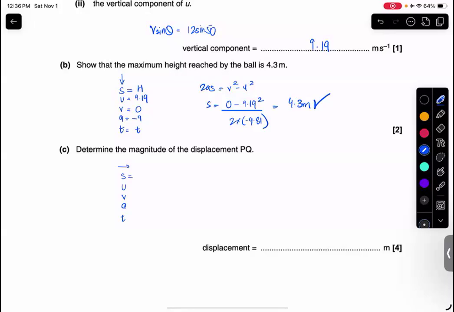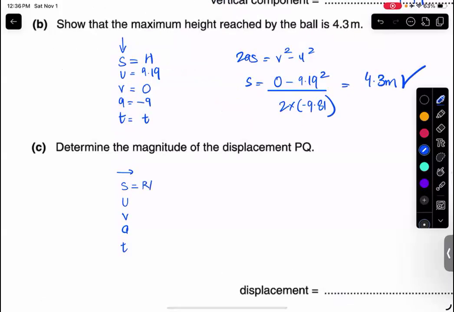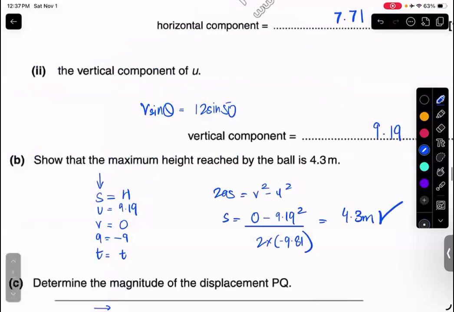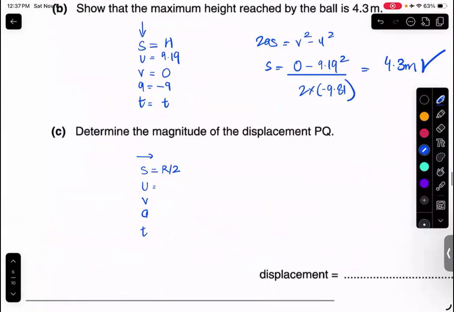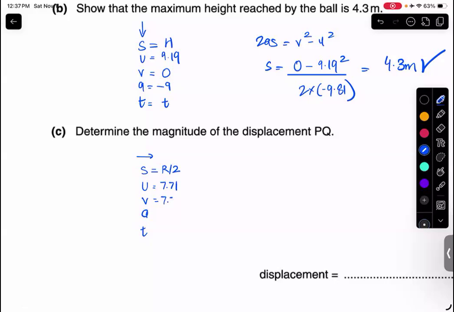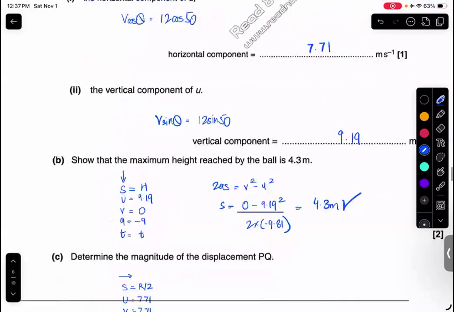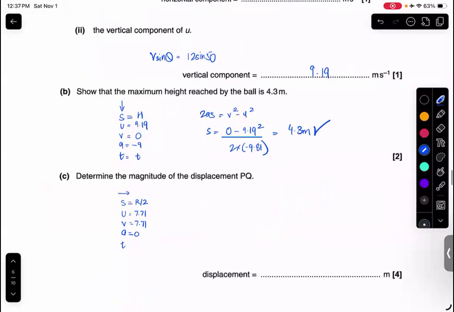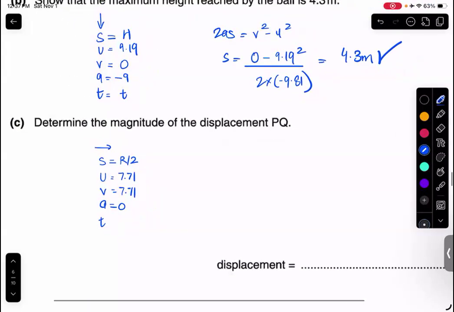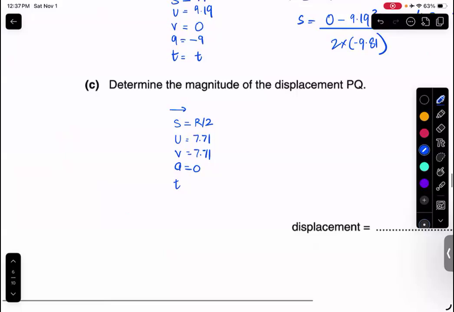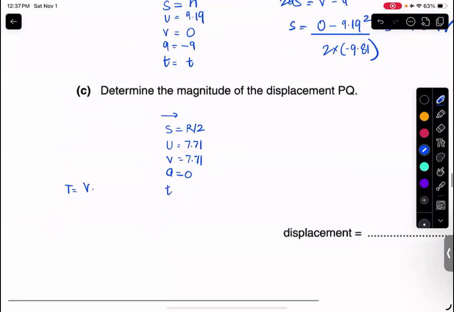SUVAT. S in this case is R by 2. U in this case is actually just what? That's just 7.71. A is 0. And do we know what the time is? No, we don't. We first have to calculate the time. Oh no. Crap, this is worth 4 marks. So, to find out time, we just use V sine theta over G.